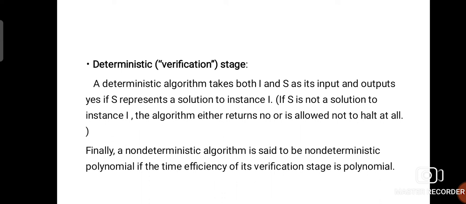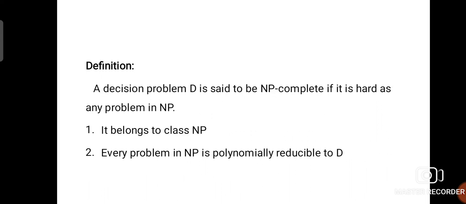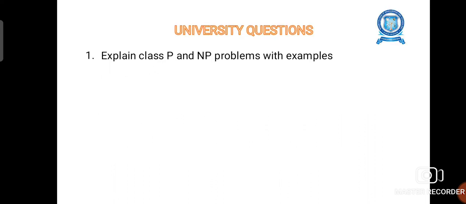A non-deterministic algorithm is said to be non-deterministic polynomial if the time efficiency of its verification stage is polynomial. Now, class NP is the class of decision problems that can be solved by non-deterministic polynomial algorithms. A decision problem D is said to be NP-complete if it is as hard as any problem in NP. So the problem D belongs to the class NP, and every problem in NP is polynomially reducible to D.